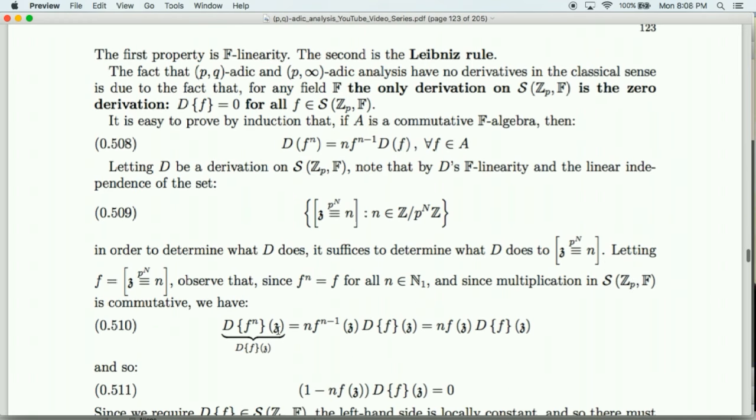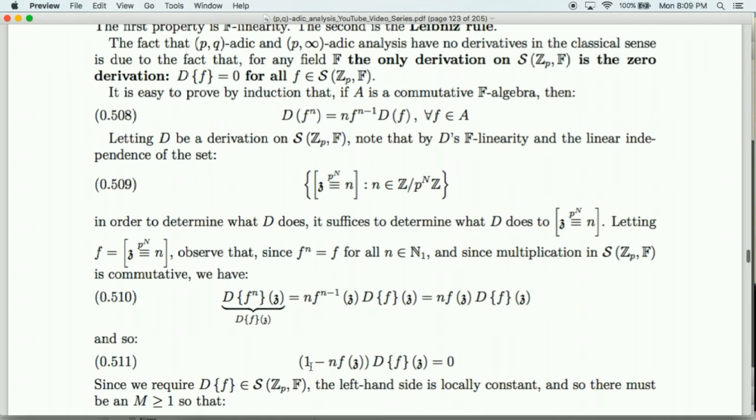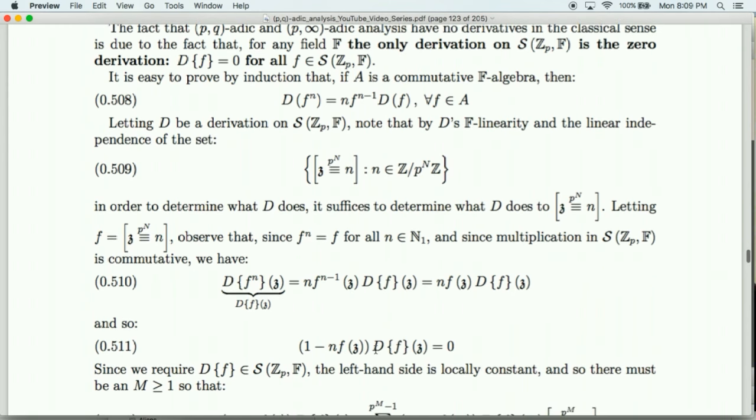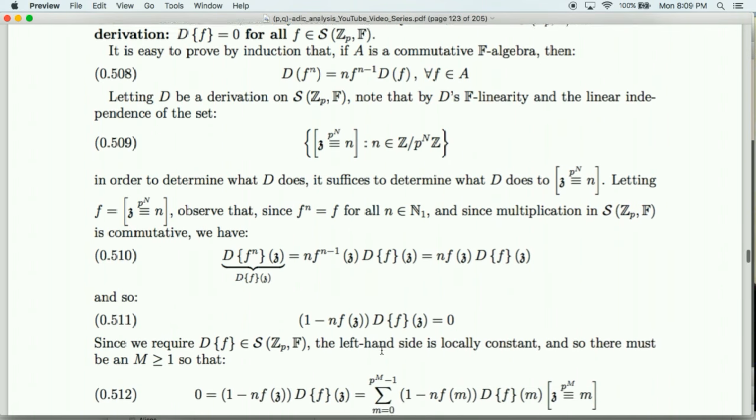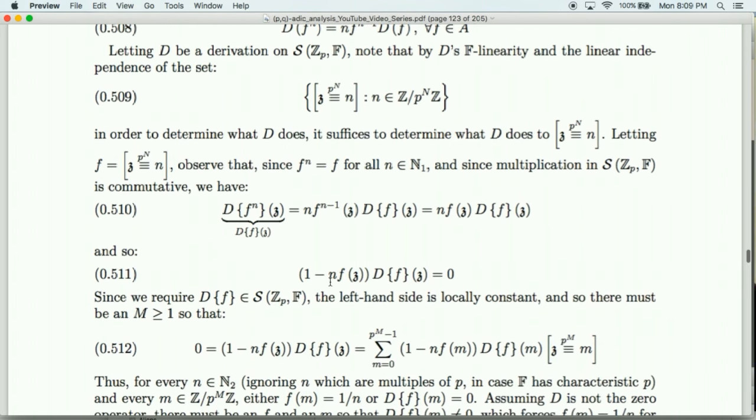D of f to the n, well, this is the same thing as D of f, since f is idempotent. This is going to be n f to the n minus 1 times D of f. Since again f is idempotent, this is n f of z times D f of z. And so we get that 1 minus n f times the derivation of f must be identically 0. So since both of these are locally constant, this is going to be a locally constant function, so there's some m that we can write it like this.